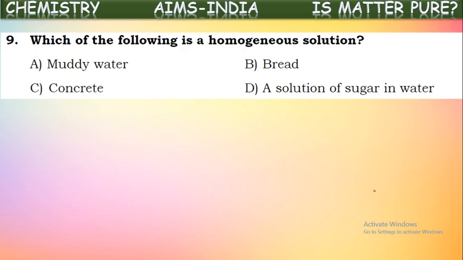Now, if you see a solution of sugar in water, what happens when you dissolve sugar into water? It completely dissolves, it disappears into the water. It takes the spaces present between the molecules of water. So it will come to a single phase. It seems like a liquid. No solid particles of sugar will appear. So it can be said a homogeneous solution. The mixture of sugar and water is an example of a homogeneous solution. Okay, next one.